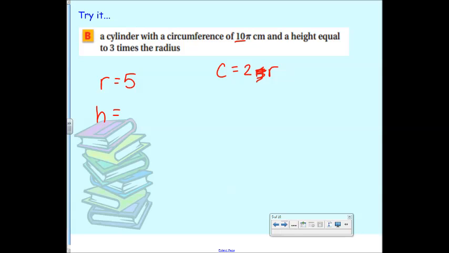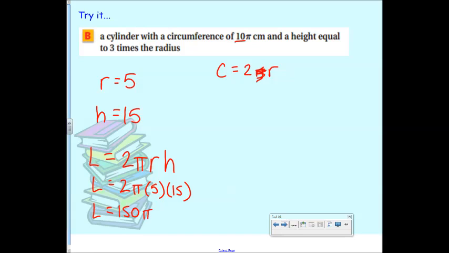Okay, so first let's do lateral area. And the formula for that was 2 pi r h. So that would be 2 pi times 5 times 15. Okay, so what's 2 times 5? 10. 10 times 15. So 150 pi. So that's the lateral area. And then the surface area is just lateral area plus 2 pi r squared.